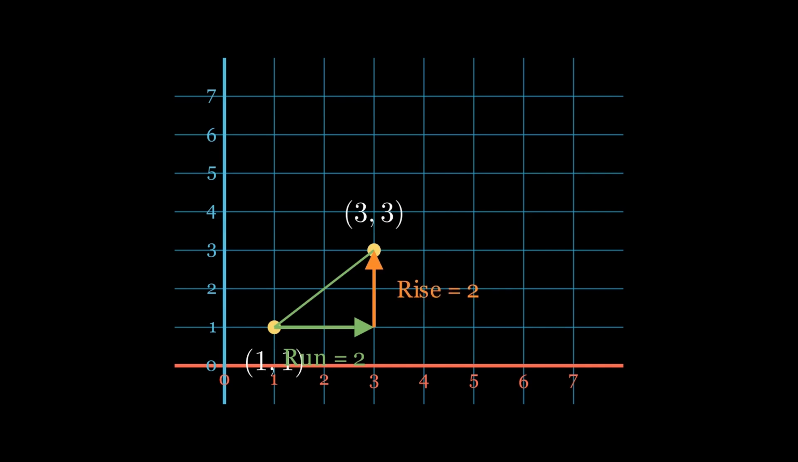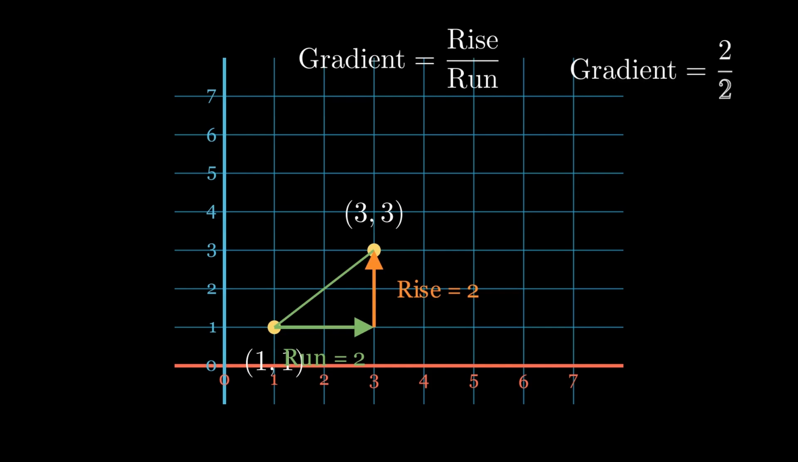Now, our next task is to calculate the exact value of this gradient. To find the gradient, we use the formula rise over run. Starting from the point 1, 1, we move horizontally to the right. The horizontal movement is called the run. So, as we move, we count the number of boxes. The vertical movement is called the rise. We also count the number of boxes. Each box represents 1 unit.